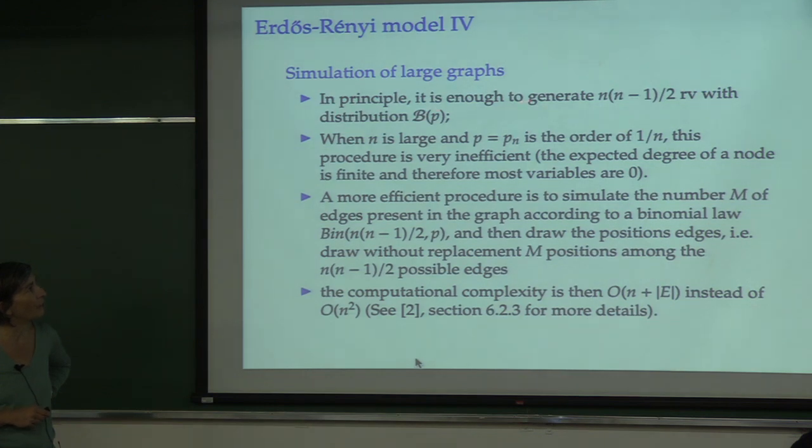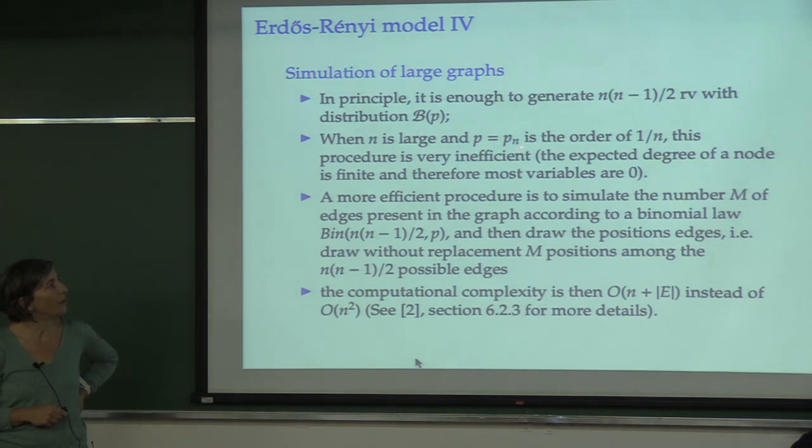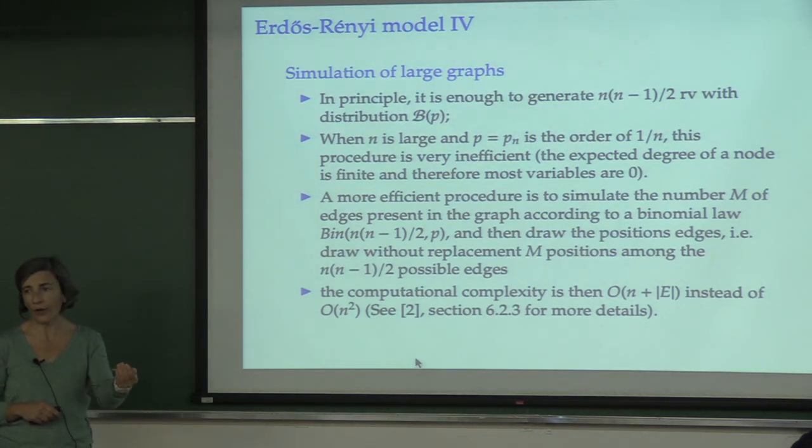In principle, it would be enough to generate n(n-1)/2 random variables with distribution Bernoulli with parameter p. But when n is large and you let p equal to p_n decrease with n, most of the time to make realistic graphs, we take the probability of connection to be of the order 1 over n, because in this way the average number of edges in the graph scales like n, the number of nodes, and not n squared. And that's more reasonable to fit real-world observed graphs.